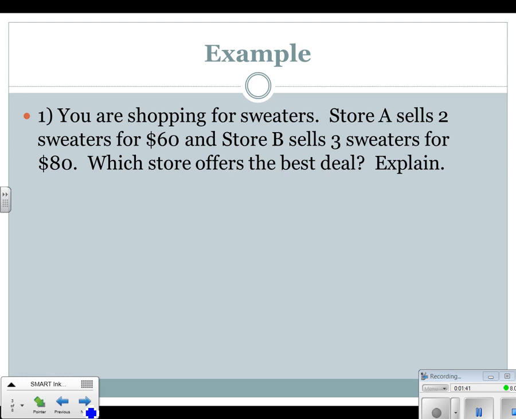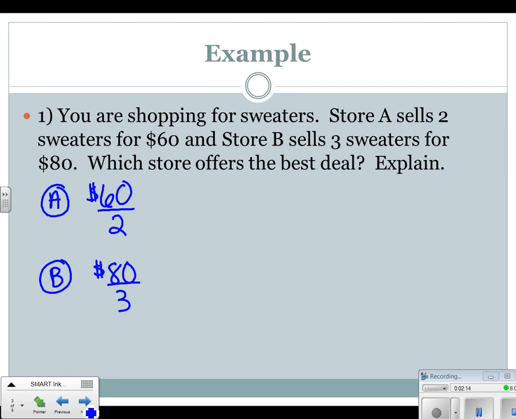You are shopping for sweaters. Store A sells 2 sweaters for $60 and store B sells 3 sweaters for $80. Which store offers the best deal? And explain. Well, when you're figuring out a better buy, you can take both situations. So we have the $60 for 2. In store B, we have $80 for 3. So this is where we basically want to know where we're getting more for our dollar.